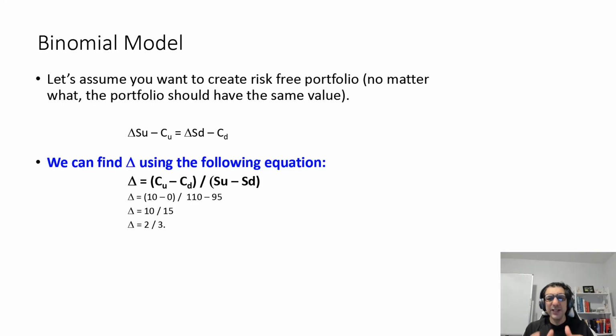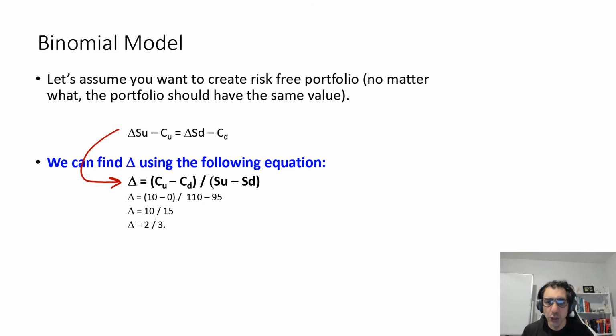Let's assume your goal here is to construct a risk-free portfolio. In other words, no matter what, if the stock price goes up or if the stock price goes down, you want to have the same outcome for the return, for the proceeds of your investment. So in other words, your delta SU minus CU when the price is going up should be the same as delta SD minus CD when the stock price is going down. So if you rearrange the formula, you can find the delta from this. So you see here that from this equation, I'm getting the delta: CU minus CD divided by SU minus SD.